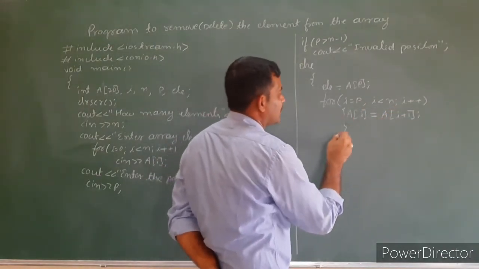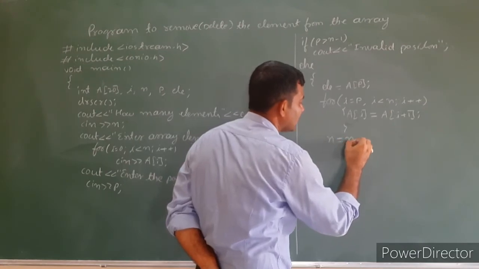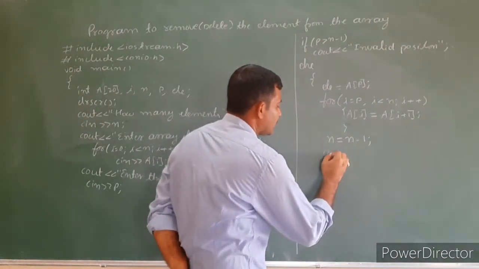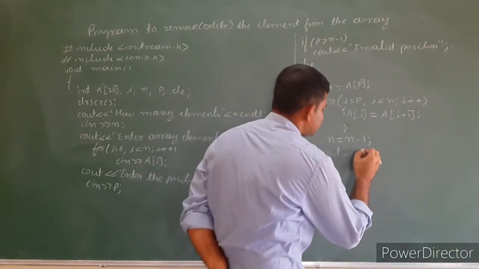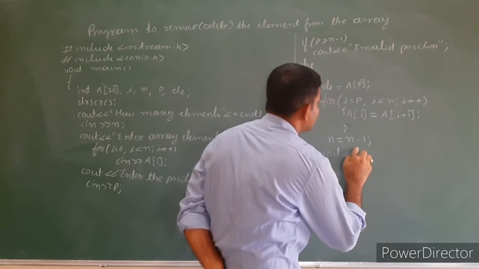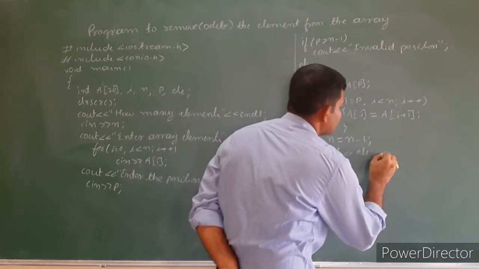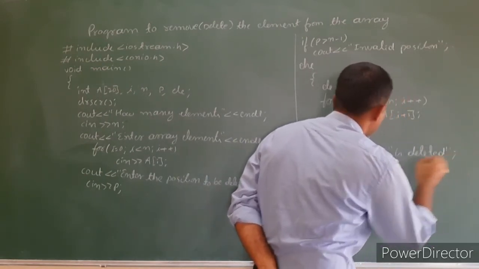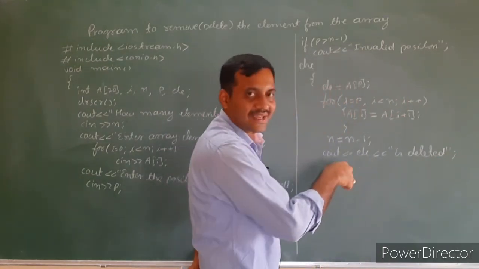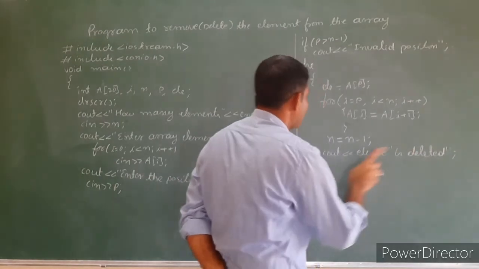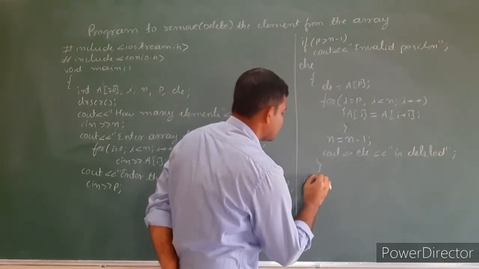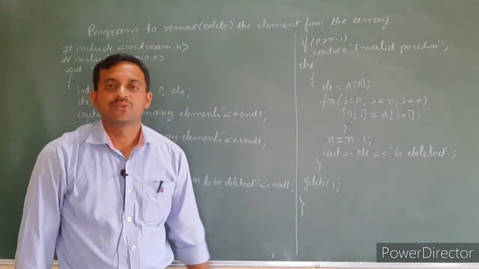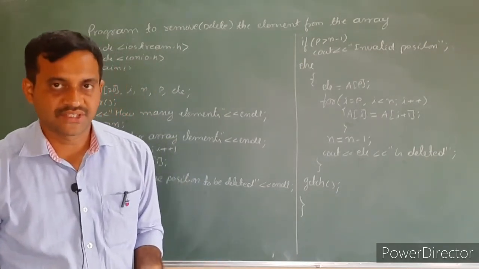After that, decrease the length. n equals n minus 1. Decrease the array length. Then print, cout, variable name ele is deleted. Here, ele is a variable represented in camel style. This element is deleted. Close the else, getch, close the main program. That is a program to delete an element from the given position.